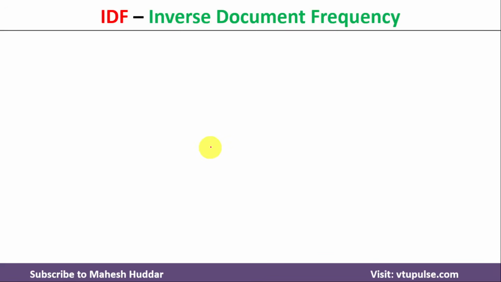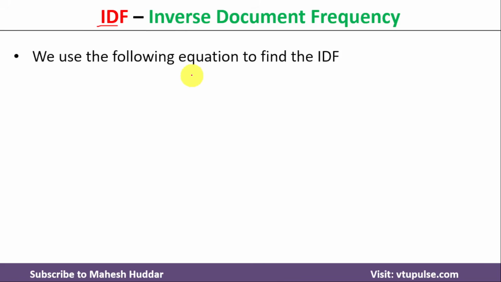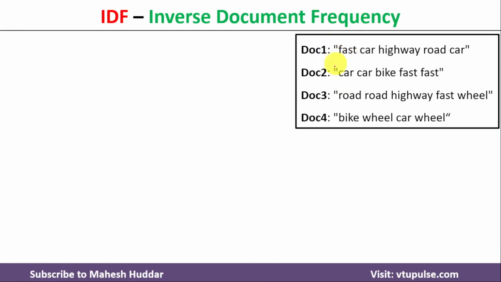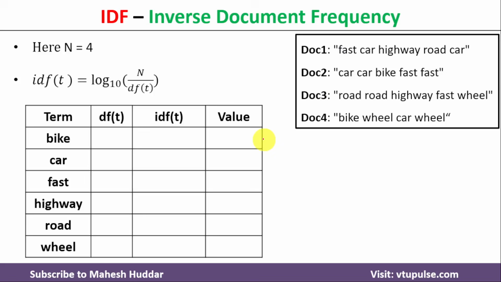Once you find the term frequency, next we need to find the IDF, that is inverse document frequency. To find the inverse document frequency, use the following formula, that is IDF of t, which is equal to log of n divided by df of t to the base 10. Here df of t is the document frequency of term t and n is the number of documents. Here we can see that the number of documents is 4, so n is equal to 4, and we need to calculate df of t and IDF of t.